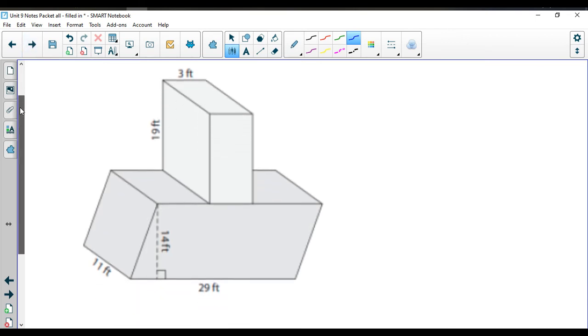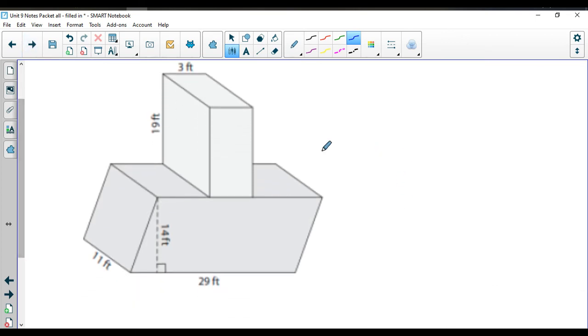Final example in this unit is this one. So our base is kind of funky. It is literally just a rectangle stacked on top of a parallelogram. So for the parallelogram, I'm going to do base times height, which is going to be 29 times 14. That's going to give me an area of 406. This rectangle is going to be 3 times 19, which is going to give me a total of 57.